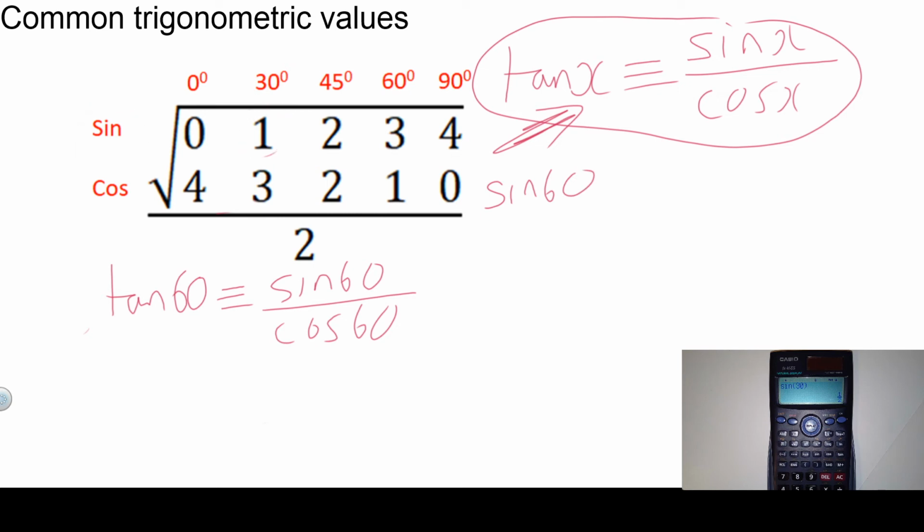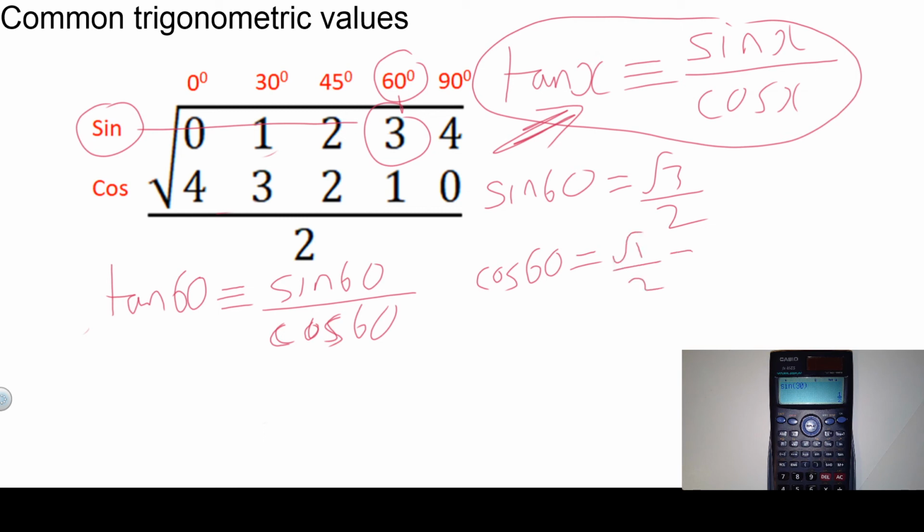So looking at the diagram then, sine 60 is root 3 over 2. And the denominator part over here, cos 60 is equal to, if you just look at the diagram, root 1 over 2, which we know is a half.